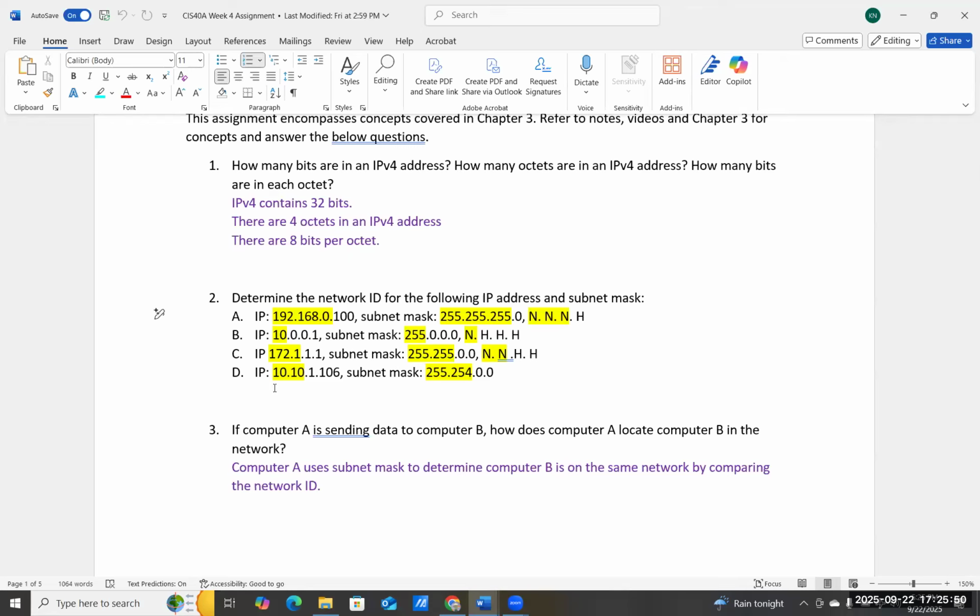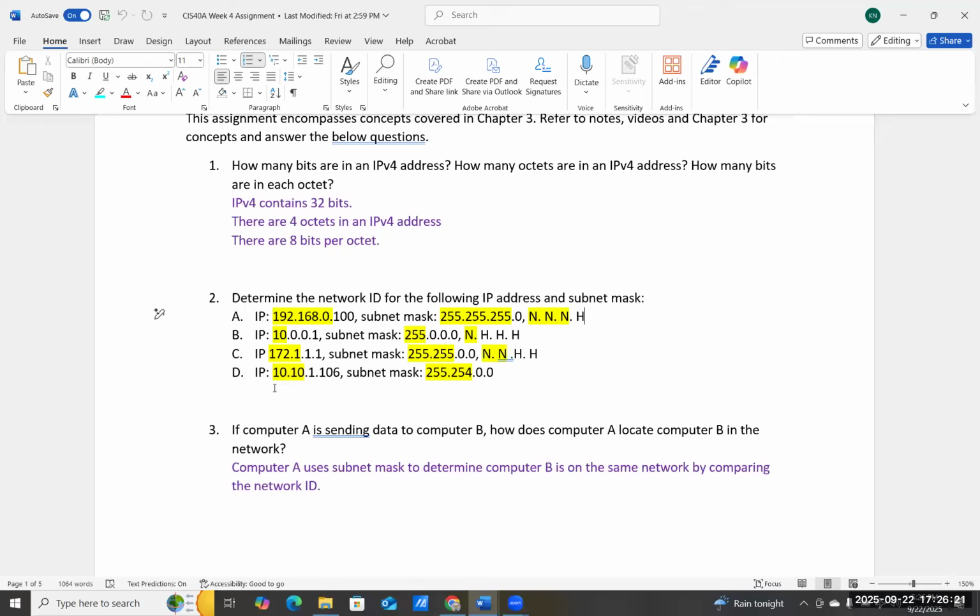Okay. All right. So let's really try to understand how the computer sends things back and forth. Question 3 says, if computer A is sending data to computer B, how does computer A locate computer B in the network? If I'm looking at one system and it needs to reach another system in the network, it would determine that based on the subnet mask. It would say, hey, is that computer in the same town that I live in? Is it in the same network, or is it in a different network?